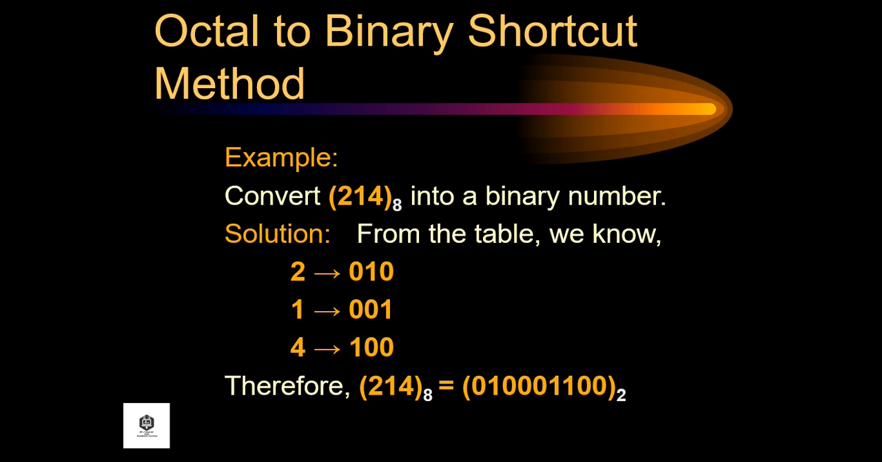For example, convert the octal number 214 into a binary number. And the solution from the table, we know 2 is equivalent to 0, 1, 0, 1 is equivalent to 0, 0, 1, and 4 is equivalent to 1, 0, 0. Therefore, the given octal number 214 is equivalent to 0, 1, 0, 0, 0, 1, 1, 0, 0 in binary number.